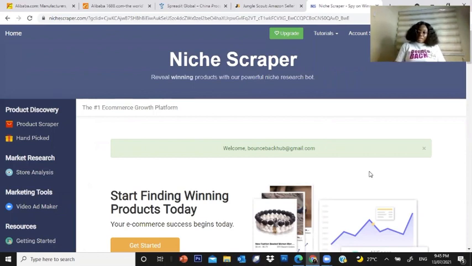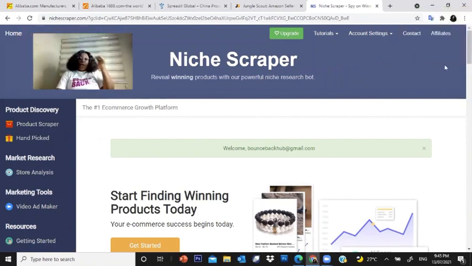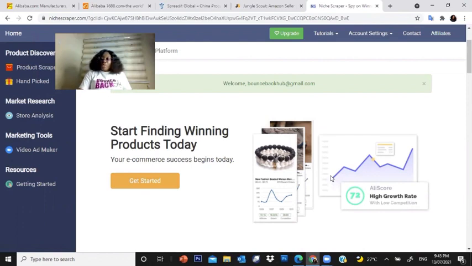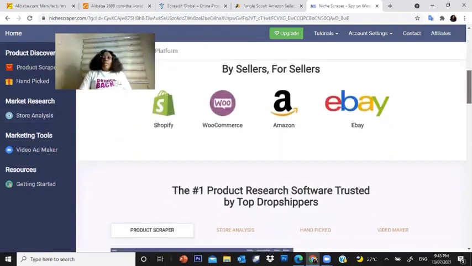And for me, this is really awesome. It is like, wow. You see, it says here, start finding winning products today, and your e-commerce success begins today. So you get started. It's going to show you products that are in high demand, the number of times they have been ordered. You can analyze stores, what people are searching for, what people are buying, purchases that people have made in a specific period of time and all that. So these are amazing tools.